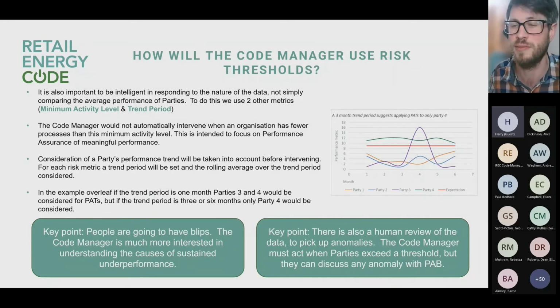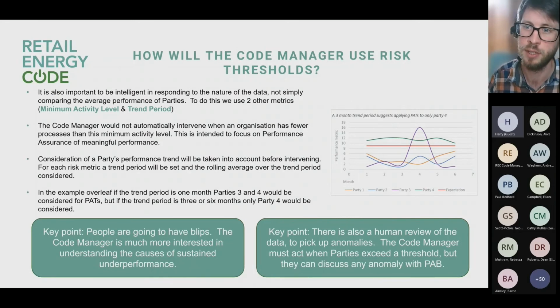Let's have a really simple example. If we have a trend period of 3, but everybody fails that metric 100% of the time in 1 month, we are going to say to the PAB, hey, look, something has really gone wrong across the market. Something needs to happen. Now, the PAB does not empower us to immediately go and intervene there. We need to talk to the PAB about these things, discuss and agree an action plan, and those are actions for us to take.